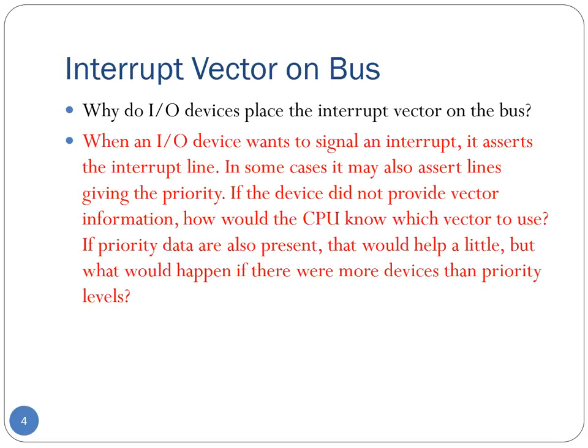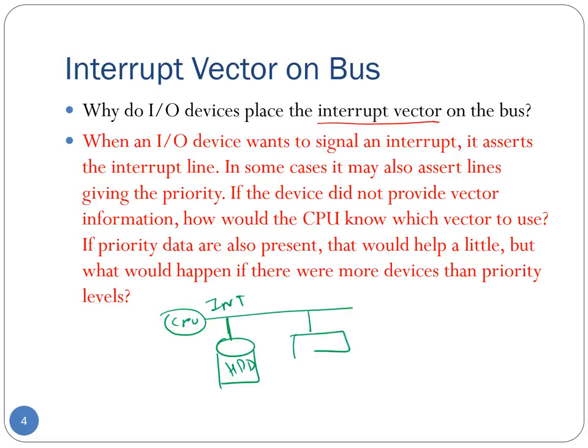Why do IO devices place the interrupt vector on the bus? The main reason this interrupt vector is needed is for identification of the device that is interrupting the CPU. Recall, in our systems we have, let's say, one CPU and there is an interrupt line. Several IO devices are attached to this one interrupt line. Let's say you have a hard disk here, you may have some optical drive here, or some other IO devices, keyboards and so forth.